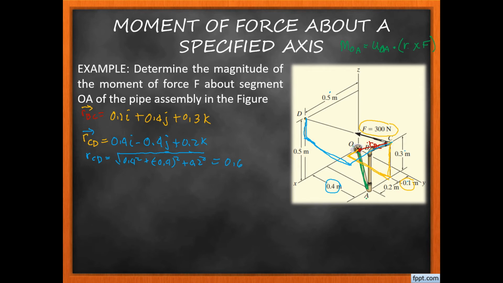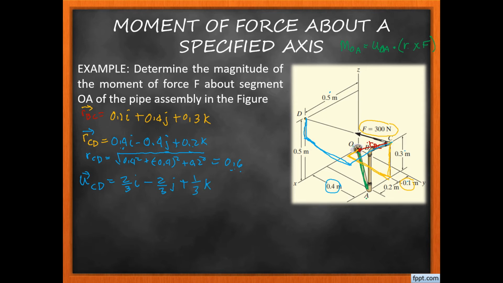And then kung kukunin natin yung unit vector natin para sa CD, unit vector CD in Cartesian vector form, divide lang natin yung 0.6 doon sa ating mga component. So meron tayong 2/3 i para dito, so 0.4 divided by 0.6, and then minus 0.4 divided by 0.6 is also 2/3 j, and then 0.2 divided by 0.6 is 1/3 k.